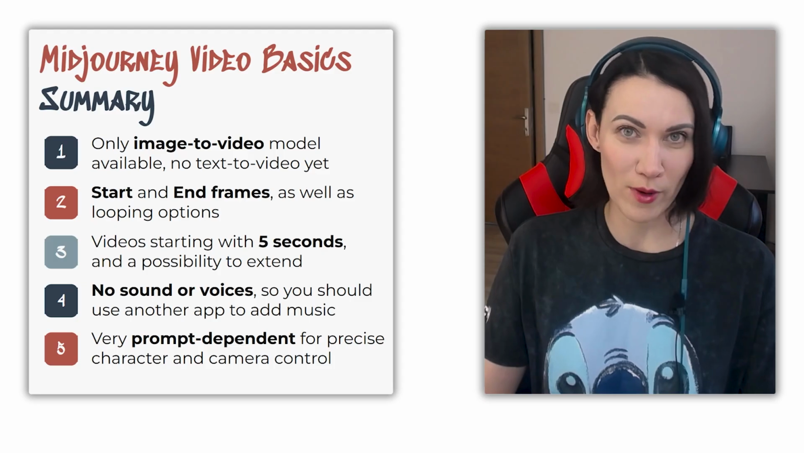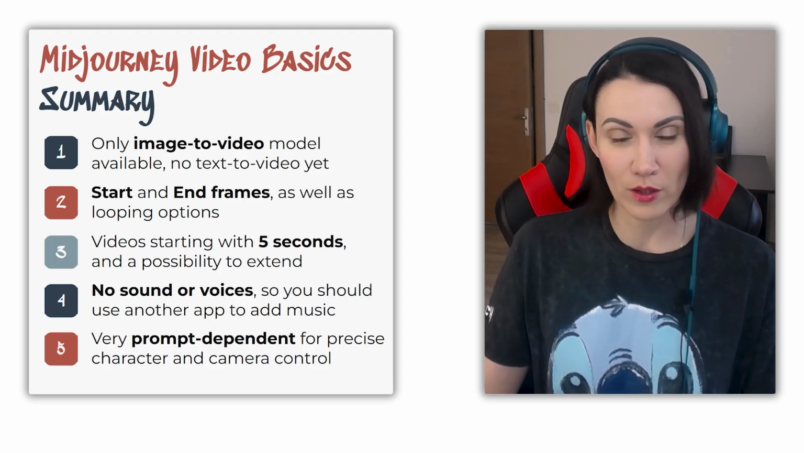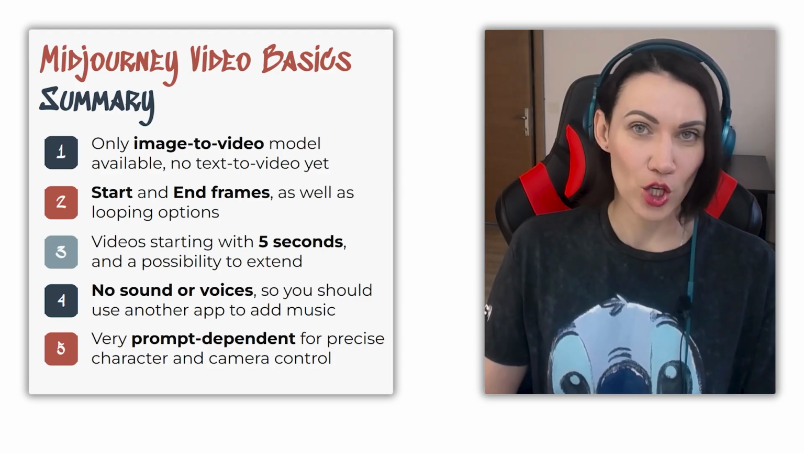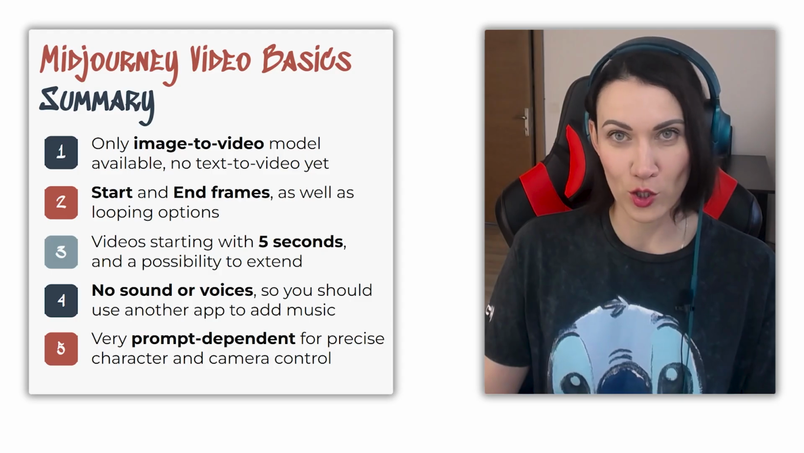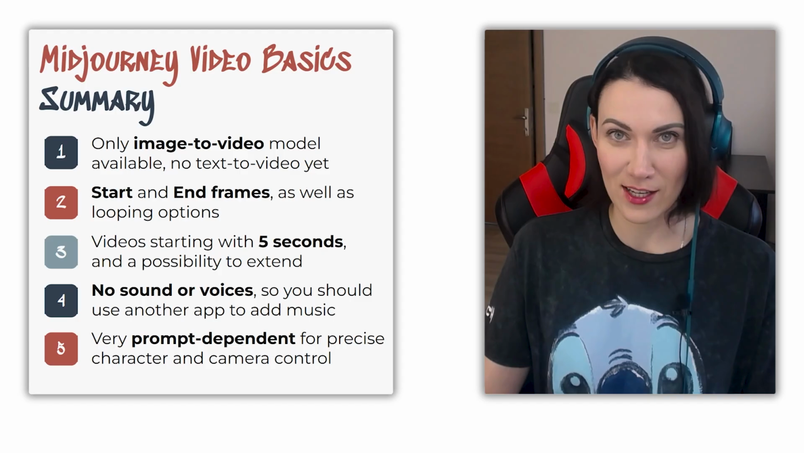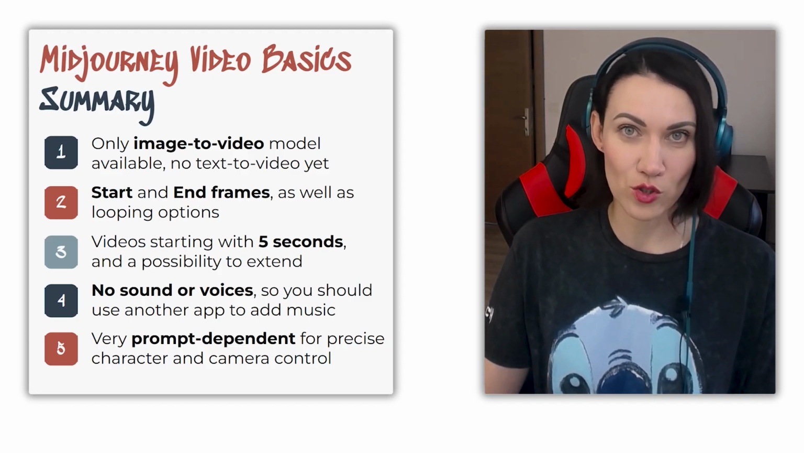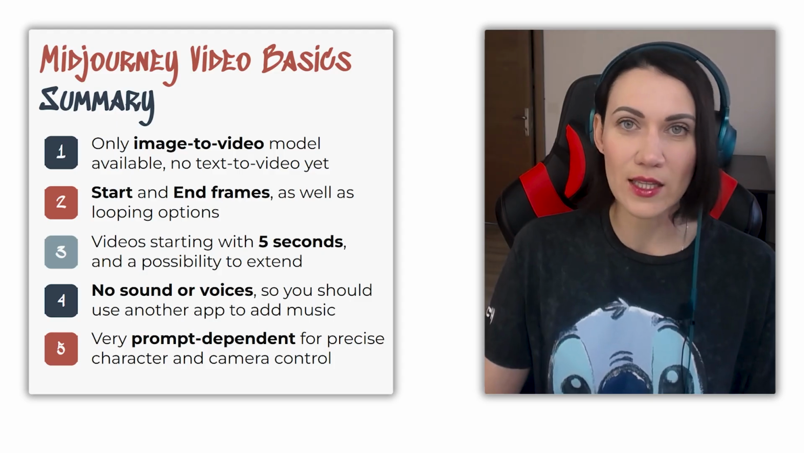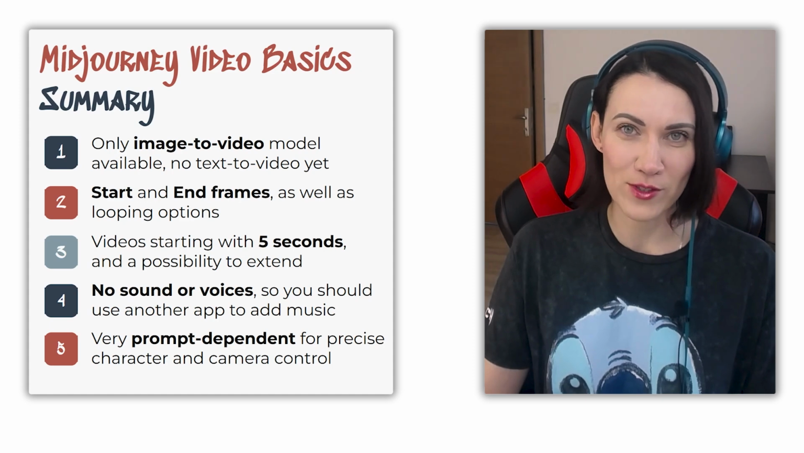It's time to sum up what we've learned so far. Only the image-to-video model is available, no text-to-video yet. You can base your video on the start and end frames. Also, you have a looping option. The initial video you make is 5 seconds long, and there is a possibility to extend. No sounds or voices, so you should use another app to add music. It's very prompt dependent for precise character and camera control.